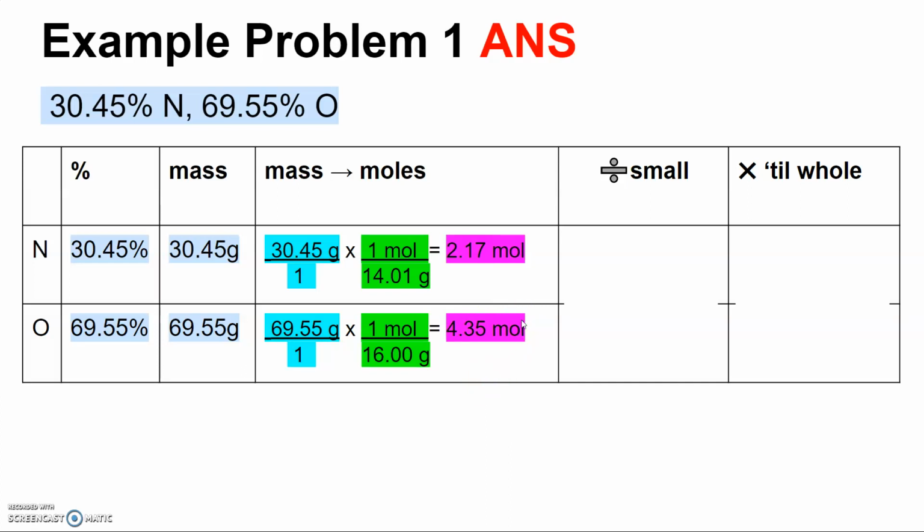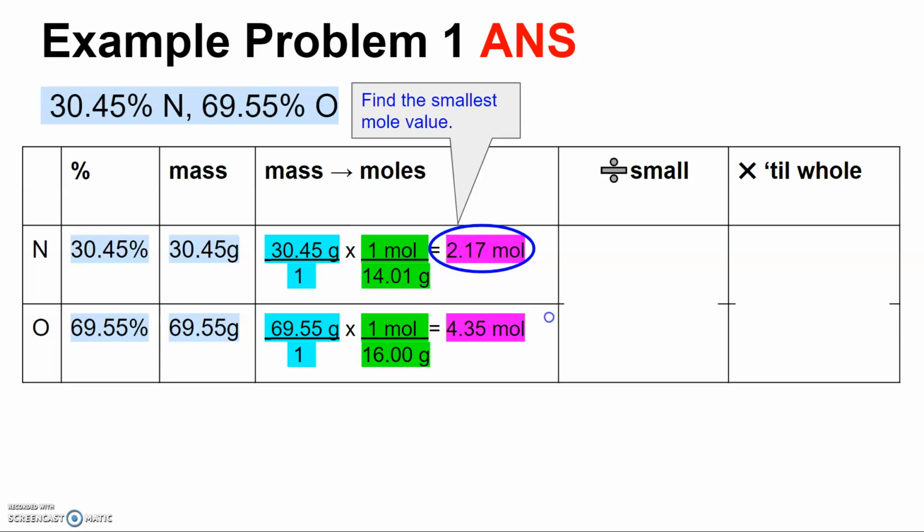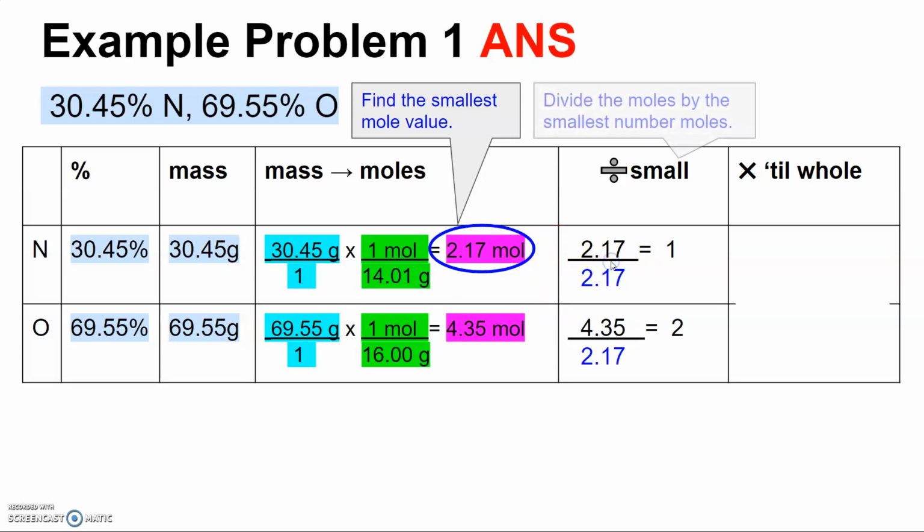All right, next up, we did percent to mass, mass to mole. Now let's divide by small. So let's talk about that. What we're going to do is find from our moles the smallest mole value. So between the two of them, 2.17 is the smallest number. And now what I'm going to do in the next step is divide each of the moles that I got in the previous step by that smallest value, right?